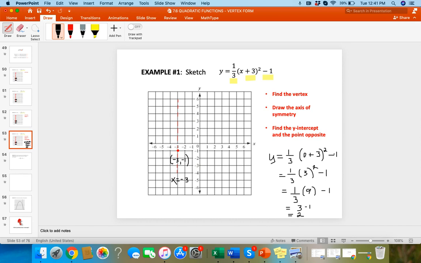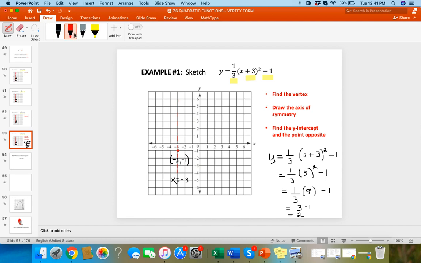Now I have to follow the order of operations. First of all, I need to do the bracket. So 0 plus 3 is 3. Next, I need to do the exponent, and 3 squared is 9. Next one is the multiplication. 1 over 3 times 9 is 3. And I finally can take care of this -1, and so my answer is 2.